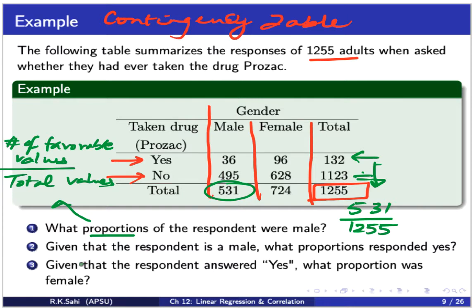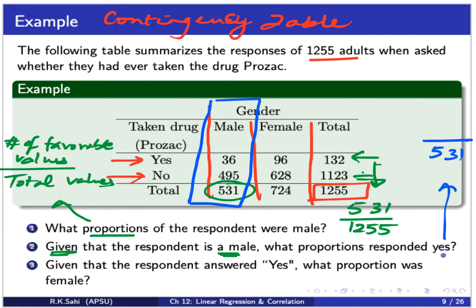Now the second question, given that the respondent is a male, so that means we are just working in the second column. All the population is males only. So that means in this one, the total values would be 531. It says, given the respondent is a male, what proportion responded yes? 36 of them out of 531 responded yes. So it's 36 over 531.